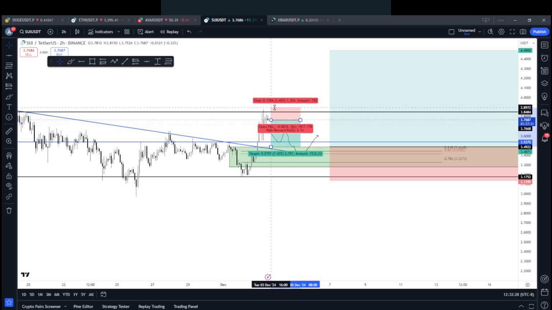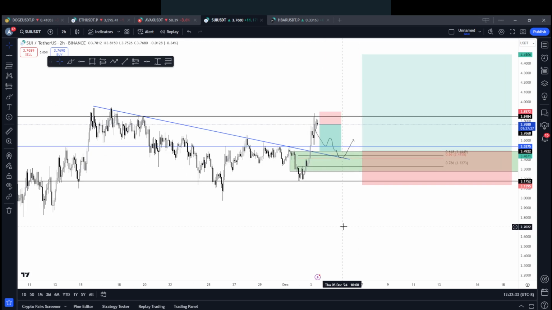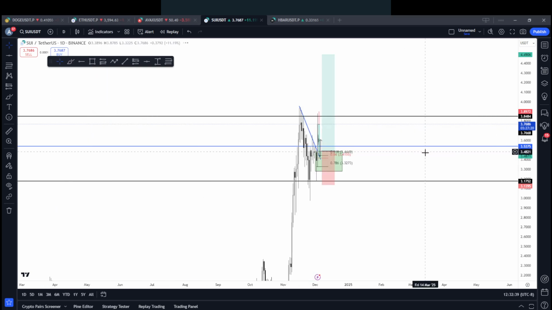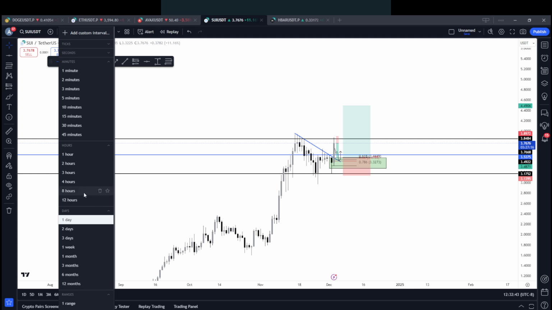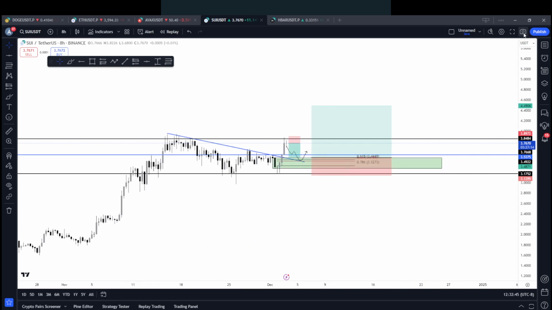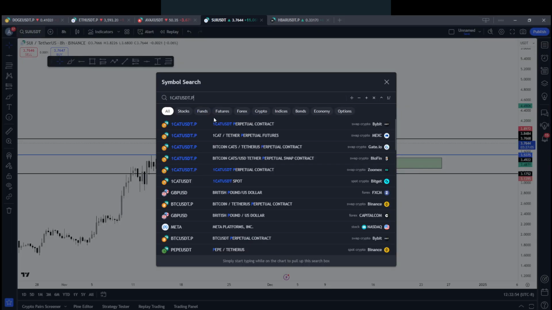Okay, but again, I'm not biased. I give every single chart and setup, regardless if it's bad or not. Okay, this was 8. One cat. Never heard of this coin.